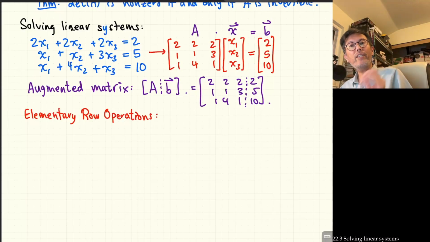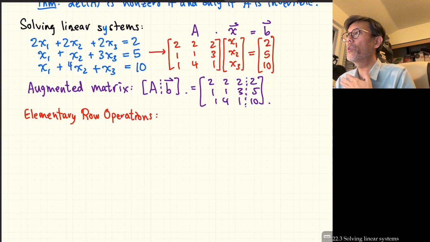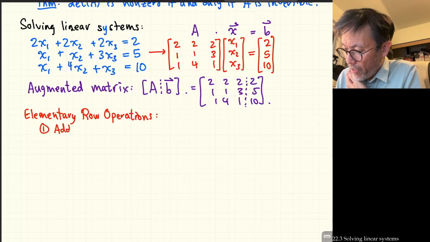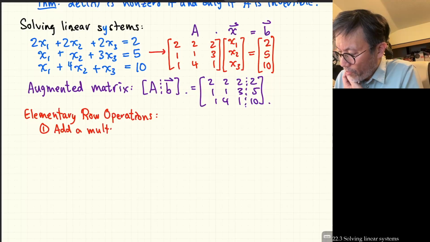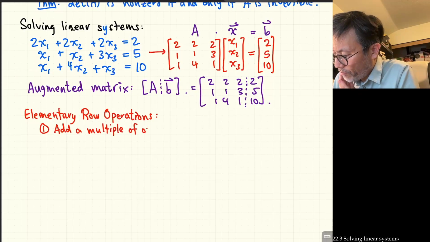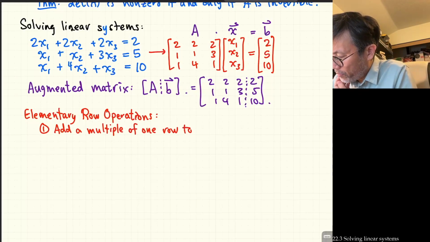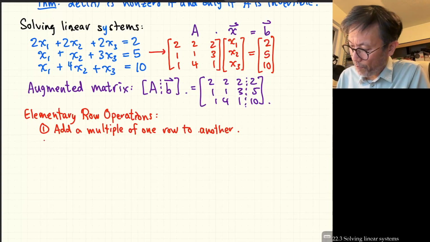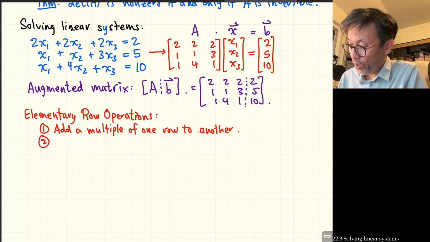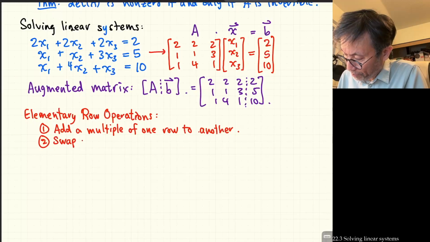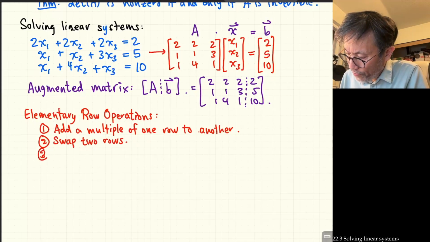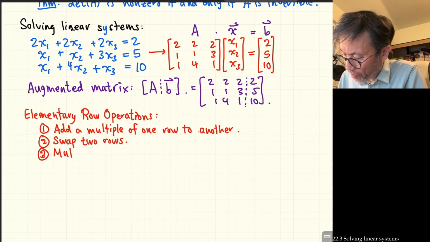And there are three types of elementary row operations that we will allow into our life. The first is to add a multiple of one row to another. It can be a negative multiple of one row to another, so that's kind of like subtracting. In any case, you're also allowed to swap any two rows. And the last move that we can do is multiply a row by a non-zero number.